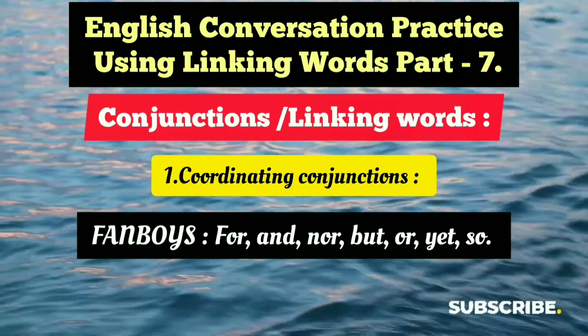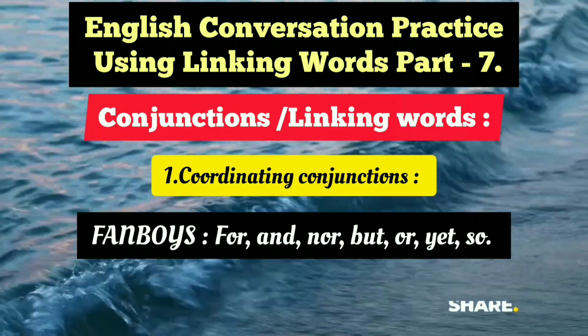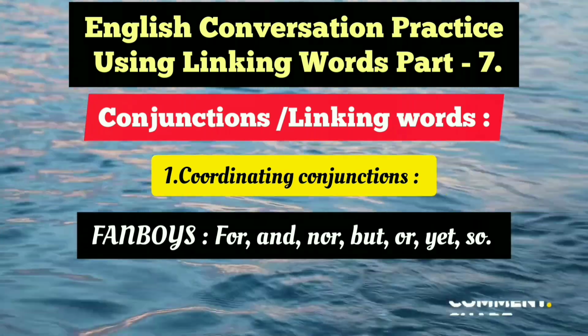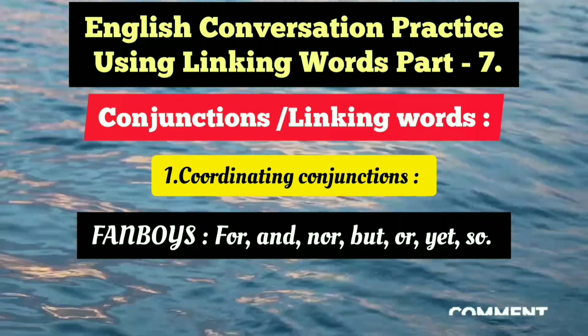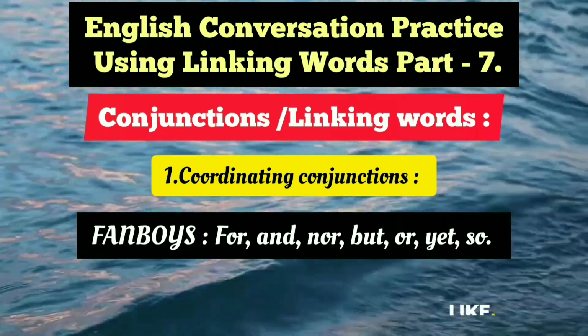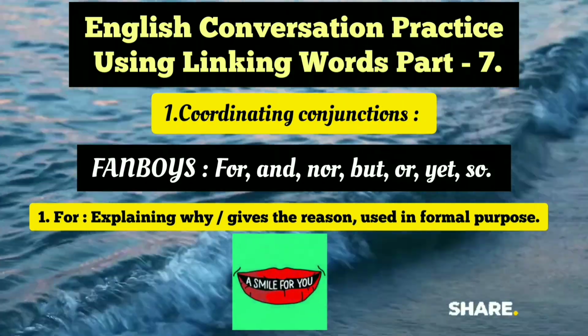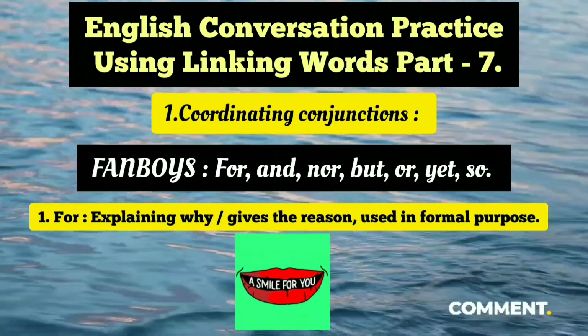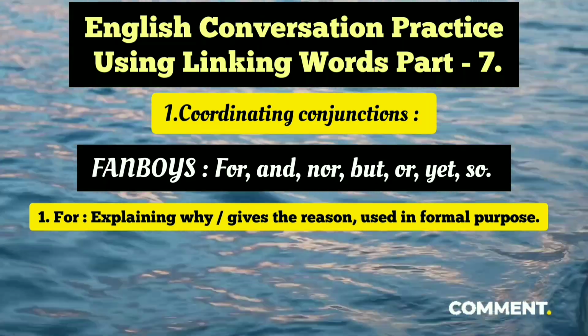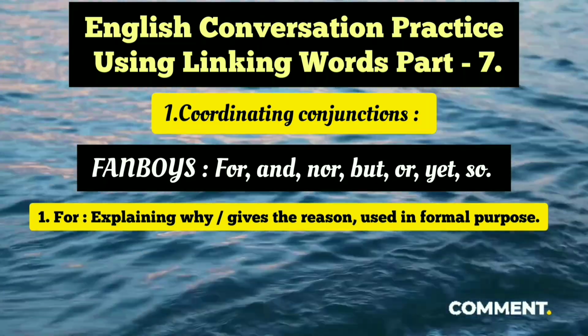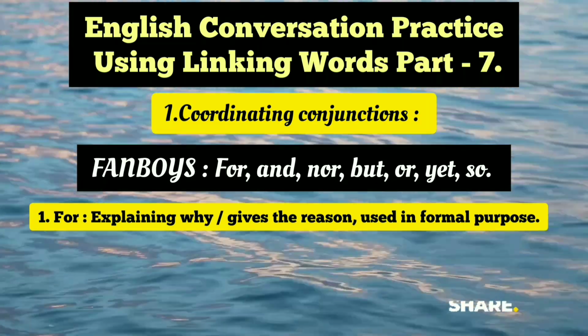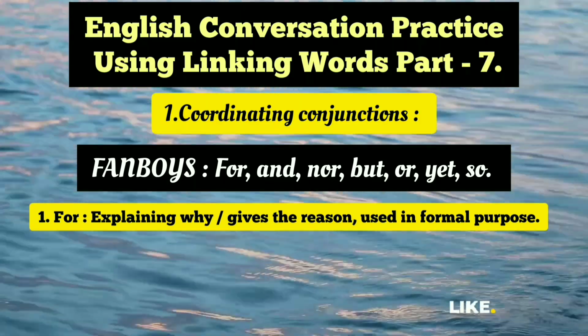Let me discuss step by step. I'm going to show you all the 7 coordinating conjunctions and how to use them, and I'll tell you when to use them. So let me get started with the first one, that is for. As you see on your screen, for is used for explaining why, and it is also used for formal purpose. That means it gives us the reason. Normally it does the job of because.